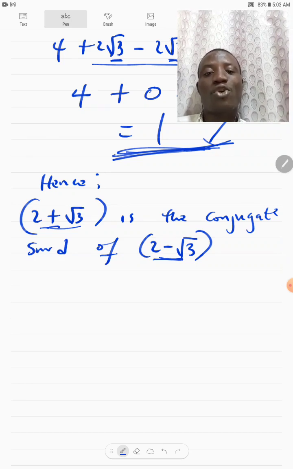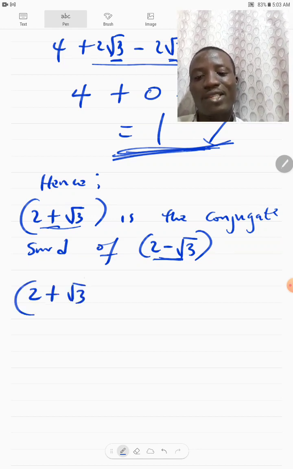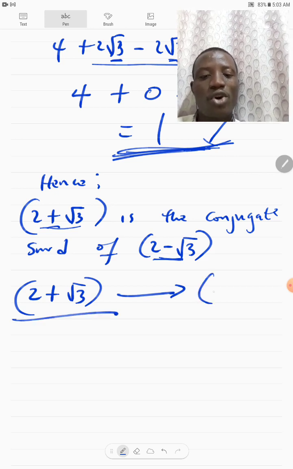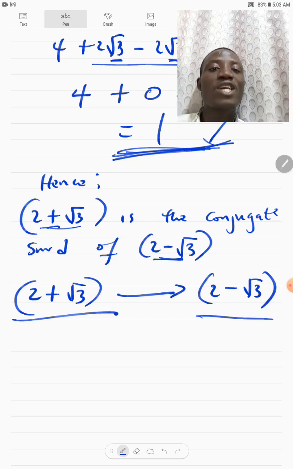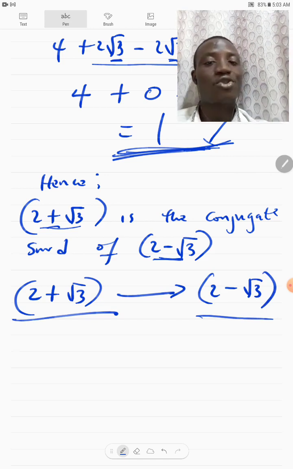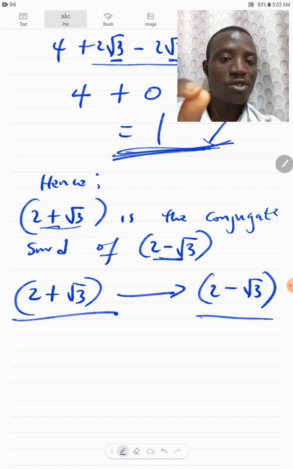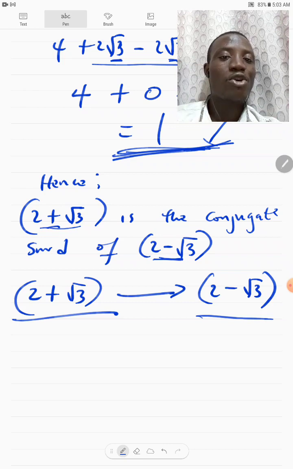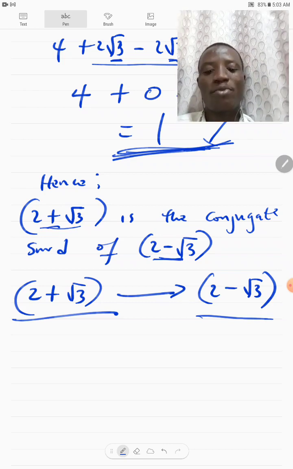And that is why if we must rationalize such an expression, we have to rationalize using the conjugate surd. Likewise, we can say otherwise that if we also have 2 root 3 and want to rationalize it, the conjugate of 2 plus root 3 will also be what? 2 minus root 3. So the conjugate of a surd is only different from that surd by the sign. If the original surd is in plus, the conjugate will be what? In minus. If the original surd is in minus, the conjugate will be in what? In plus. That's what we mean by conjugate surd.